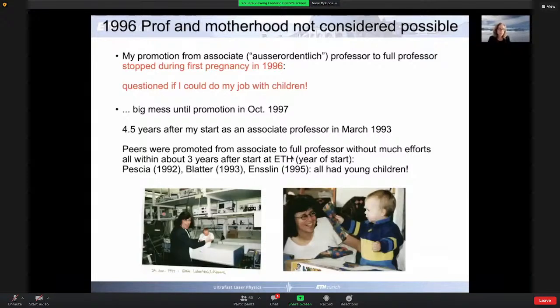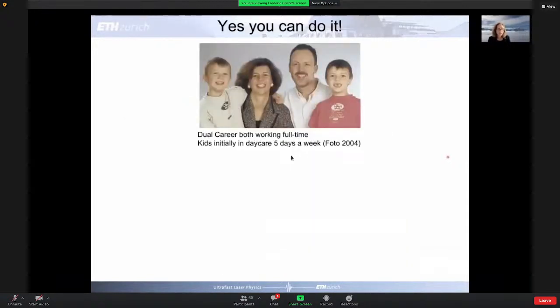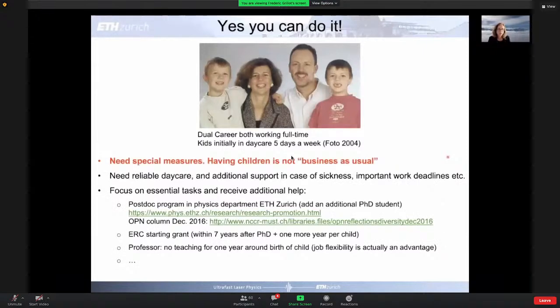And when I compare myself to my peers, at that time all of them male, they were promoted after 3 years and all had young children and all of them had no problem in their promotion. I definitely believe you can do a career and have children. We've done it. I've done it with my husband. This is a picture from my family with my 2 kids. But you need special measures because having children is not business as usual.